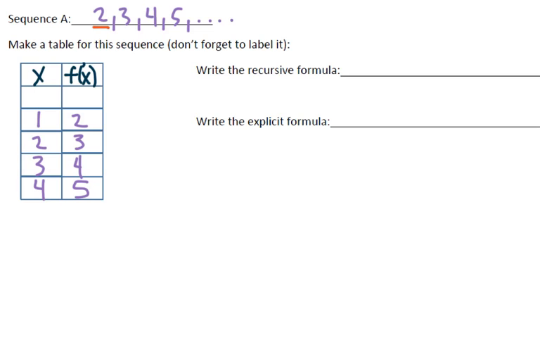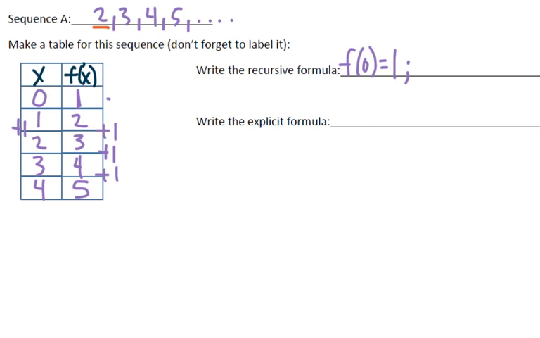Okay. Now, I intentionally left that top part blank because for my explicit formula, I want to know what the 0 term is. This sequence doesn't give me the 0 term, so I've got to figure out the pattern. Well, what am I doing? I'm adding 1. As I add 1 to the left, I add 1 to the right. So going backwards, I would subtract 1 and end up with 1. Okay. So for my recursive formula, I need that starting point. So I'd go f of 0 equals 1.